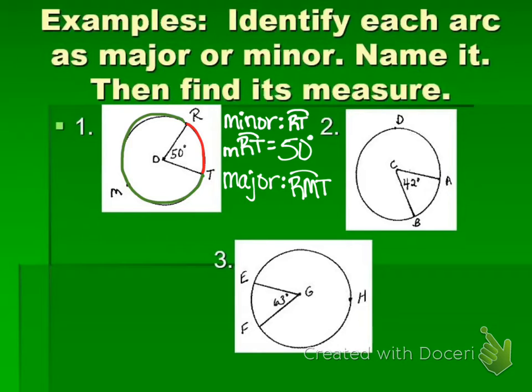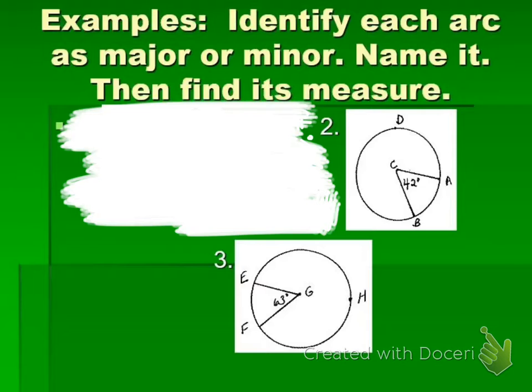So in order to find the measure of our major arc, or the measure of arc RMT, what do we have to do according to our notes? In order to find a major arc, we have to take 360 and subtract the associated or related minor arc. So our minor arc was 50, 360 minus 50 gives us 310 degrees.